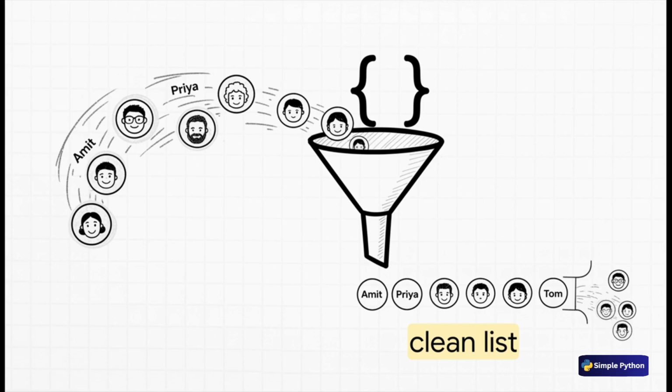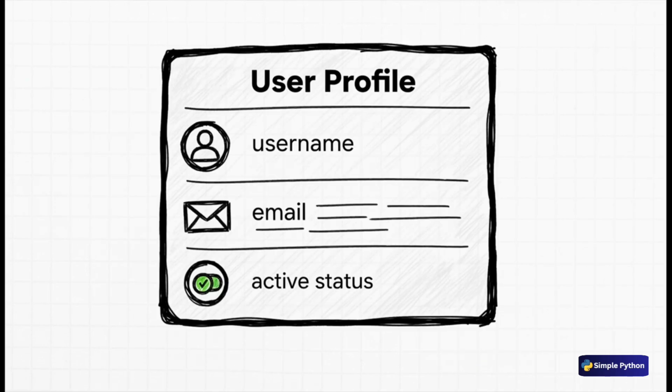And for something like a user profile, dictionaries are the absolute perfect tool for the job. Every piece of information, the username, the email, their active status, it all has a clear, unambiguous label. It just makes the data so much easier to work with.